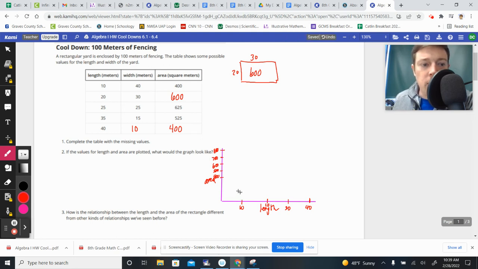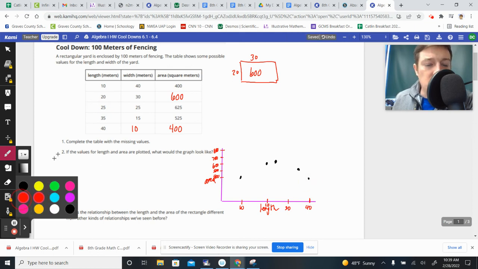So when we graph this, we'd have 10 and 400, which would be there. We would have 20 and 600, which would be right about here. We'd have 25, which would be there, and 625, which is just a little bit more than the 600. And then we'd have 35 and 525, which would land us probably in this vicinity. And then 40 and 400, which would bring us back down kind of where we started.